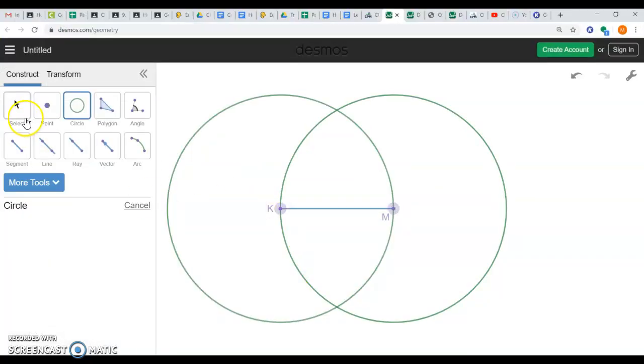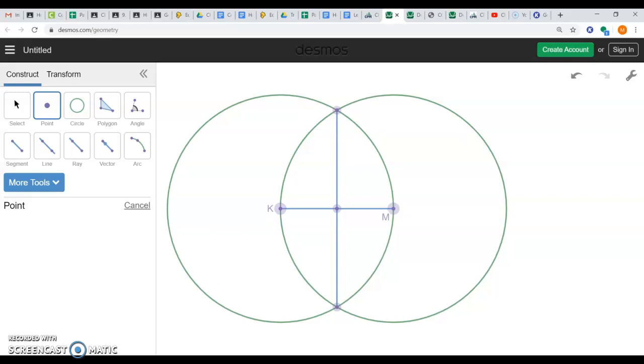Anyway, all right, and then the next part of my directions were to connect the points of intersection of these two circles. So I have an intersection point right here, I have an intersection point right here, and I want to connect those two points. All right, and that's going to create that perpendicular bisector that we were looking for. And that should be our midpoint right there in the middle. This point right here should be our midpoint.